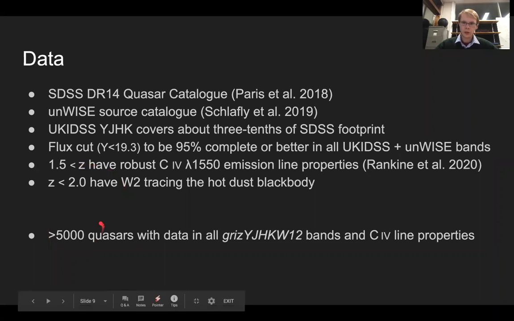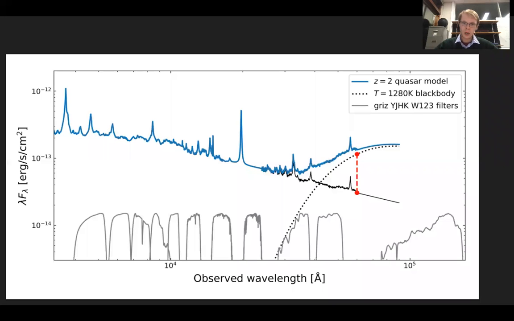So I construct a sample of around 5,000 quasars, where we've got photometric data from SDSS, UKIDSS, and WISE, covering the rest frame range of roughly 1000 angstroms through to 3 microns. And I've got spectroscopic coverage of the CIV. And what I do is I fit a model SED to the photometric data, where the main free parameter is the strength of the hot dust component, which I model with a black body.